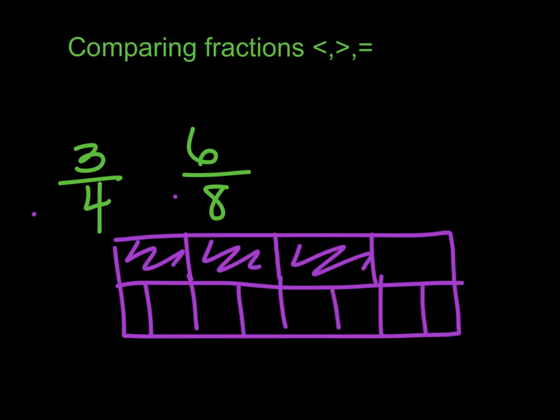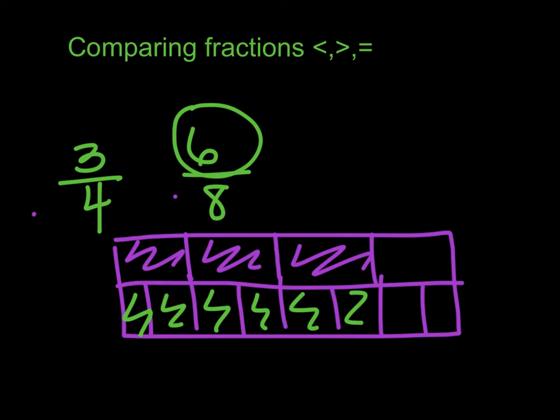And then how many pieces am I going to shade in? My numerator tells me that I'm going to shade in 6. 1, 2, 3, 4, 5, 6. Oh, what happened? Those are exactly the same. So how do we show that using our symbols? We're going to say that 3/4 is equal to 6/8. Okay, good. Let's do another example.